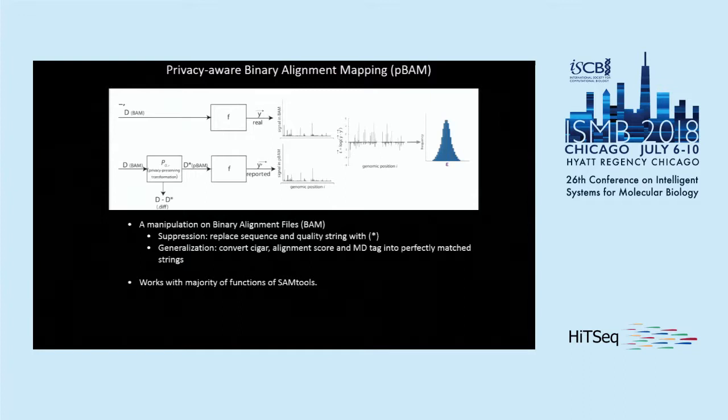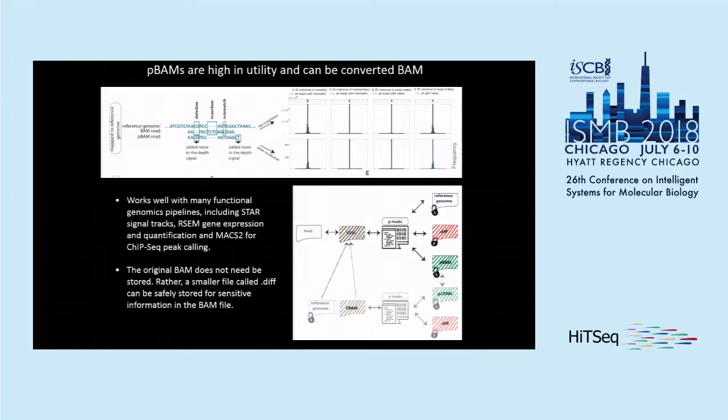And then this difference is quantified as something called epsilon. And if your epsilon is very close to zero, then you know that the utility of these files are high. So we actually quantified base pair resolution and exon resolution signal profiles from BAM files and the PBAM files by removing certain type of variants.